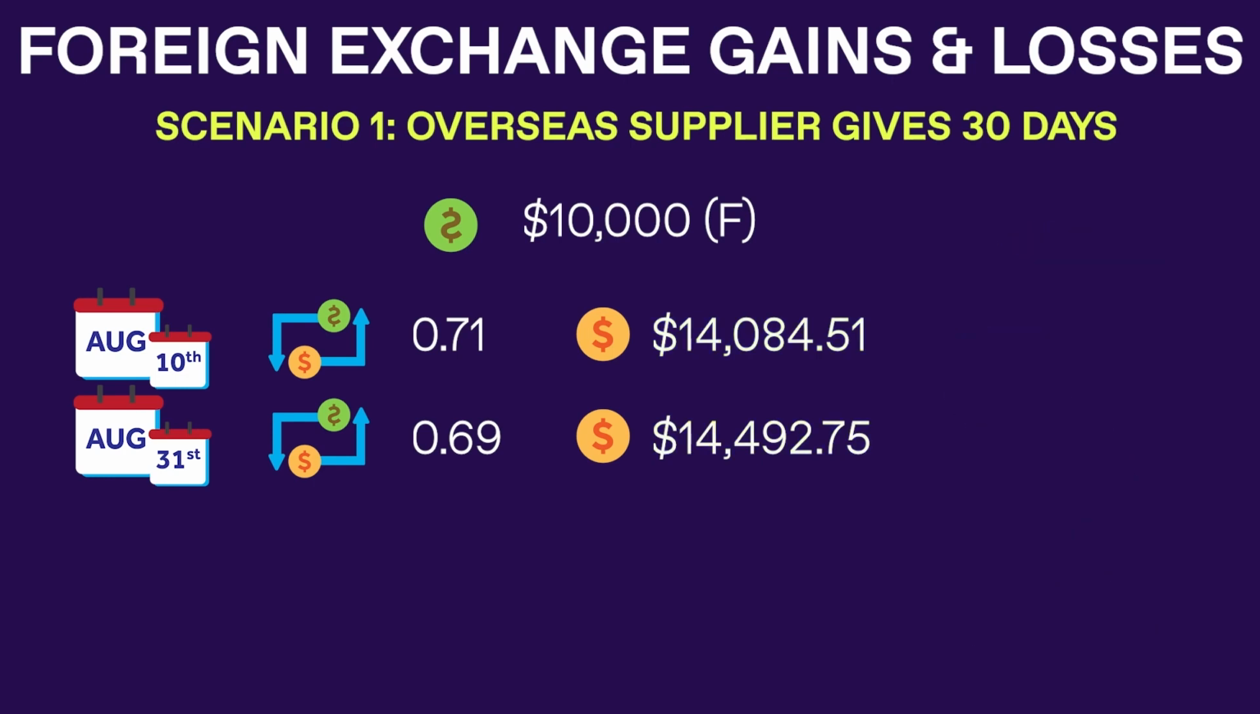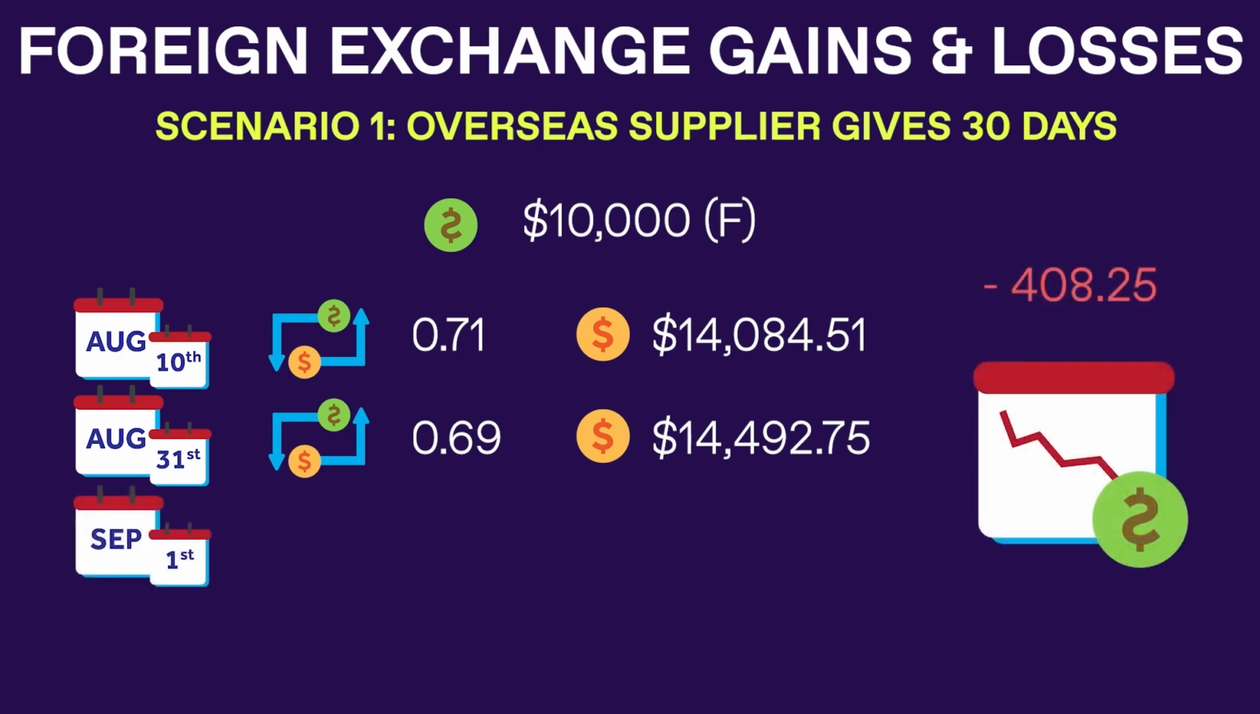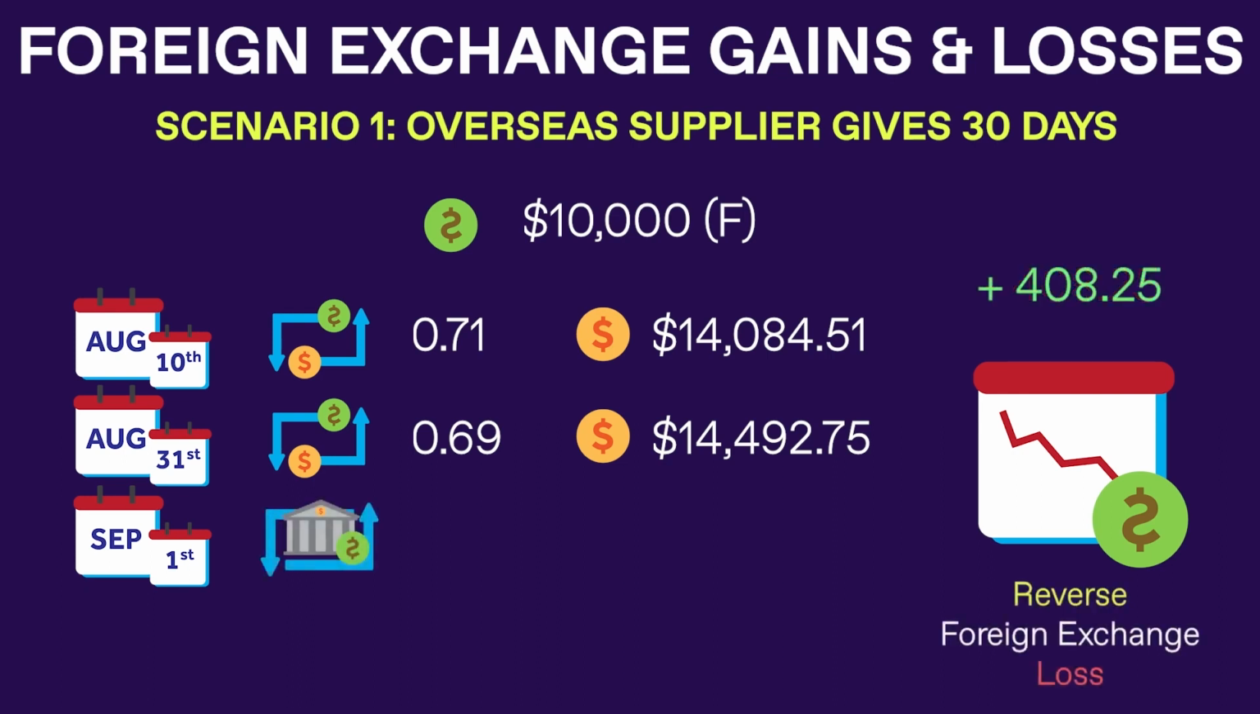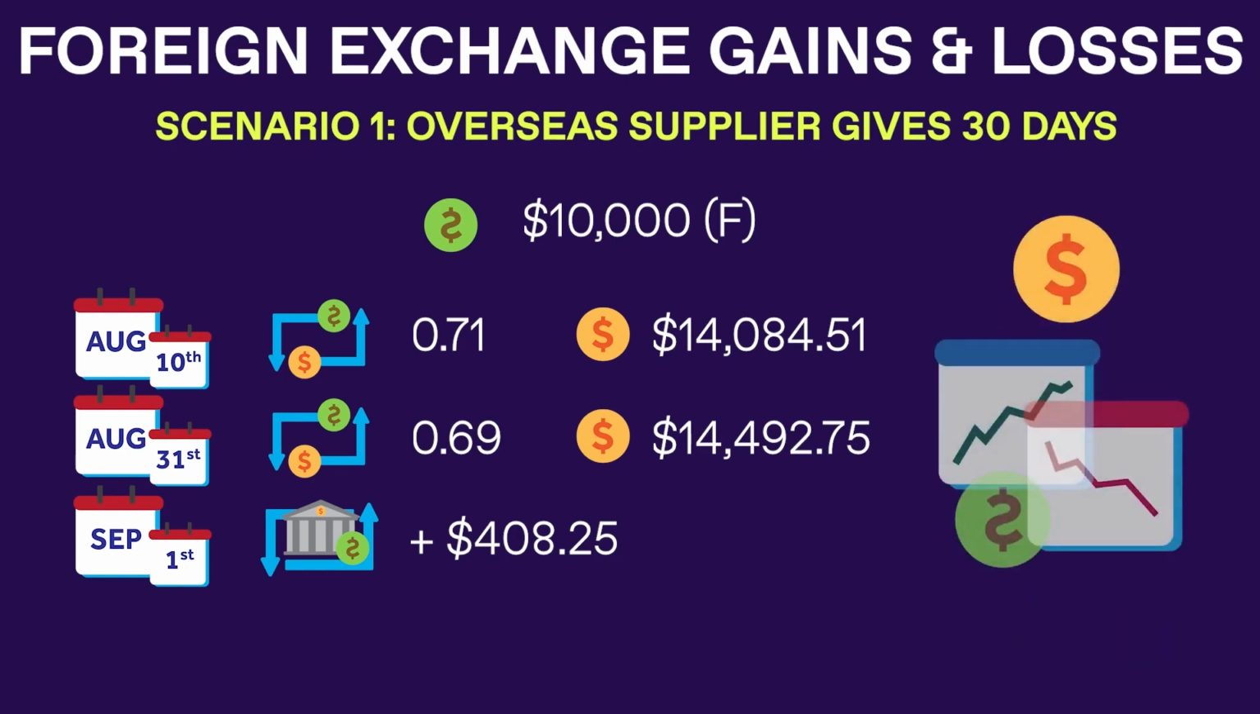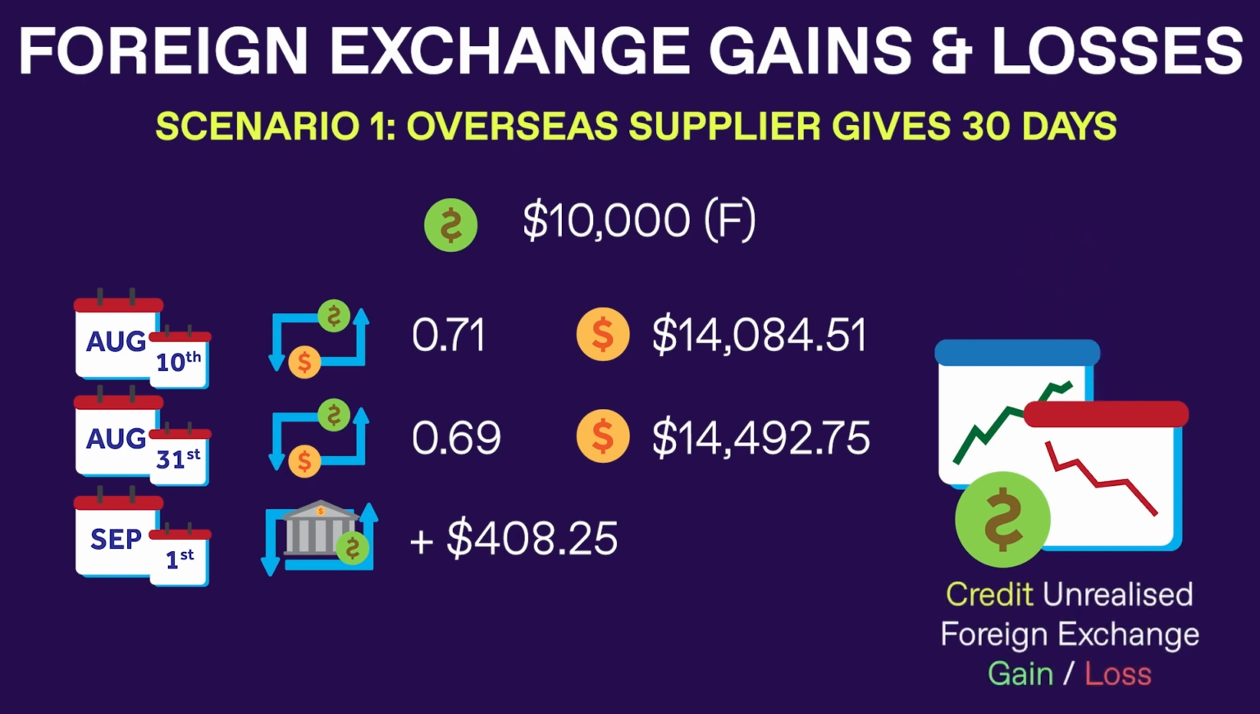Then it moves to step 3. And on the next day, the first day of the month, the unrealized foreign exchange gain or loss that occurred that month is reversed. The reason being is all transactions are maintained at their original value until the transaction is realized. Therefore, in this case, the $408.25 is returned, therefore debiting the trade creditors, crediting unrealized foreign exchange gains or losses.